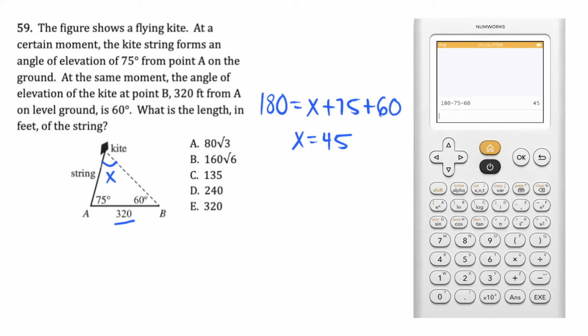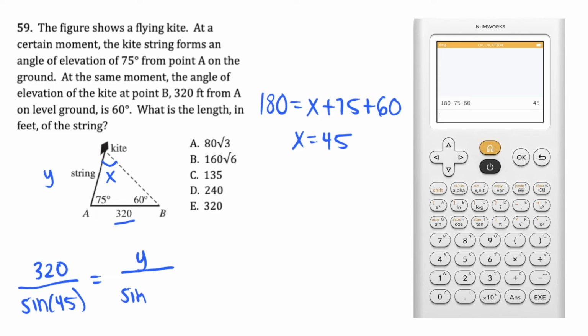I will call y. The law of sines states that we can take an opposite side, so 320, and divide by the sine of the angle opposite of it. So we have the sine of 45 degrees. And that is equal to another side, I'm going to use the string, which is y, divided by the sine of that angle opposite of it, and in this case, we have 60.